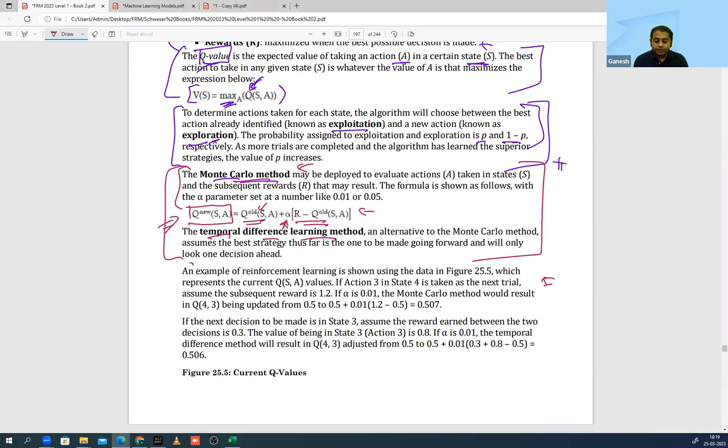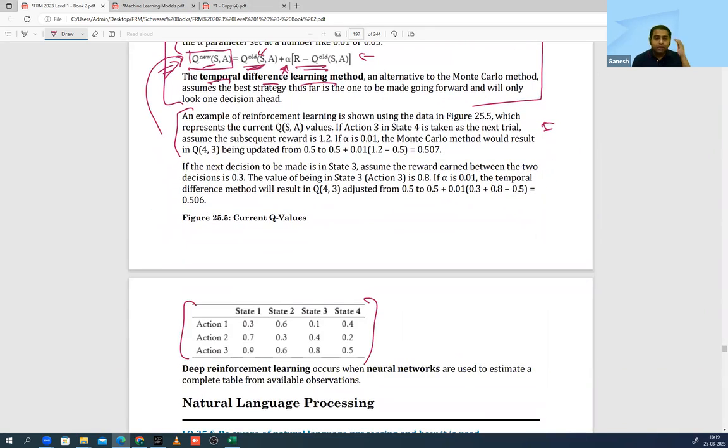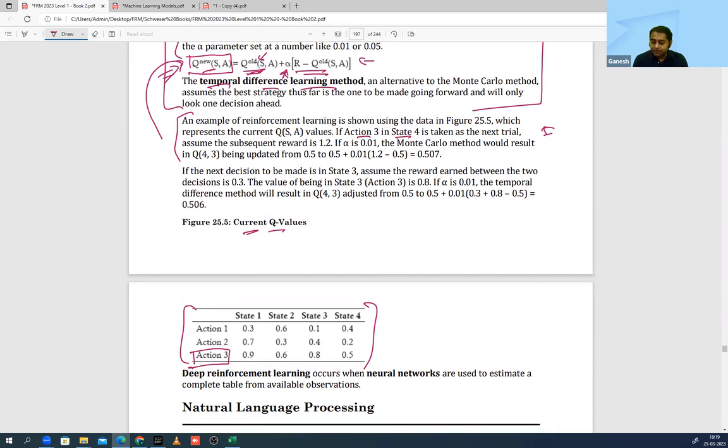Now, they have given you an example of this part, the new Q value. See what is happening. There is a table which talks about your historical Q value, meaning the current Q value, which is also called the old Q value. On the basis of that you can take a decision, or you have already taken a decision. Now action 3, I'm taking the same example. Action 3, state 4. Can you see this number? So 0.5 was my original Q.